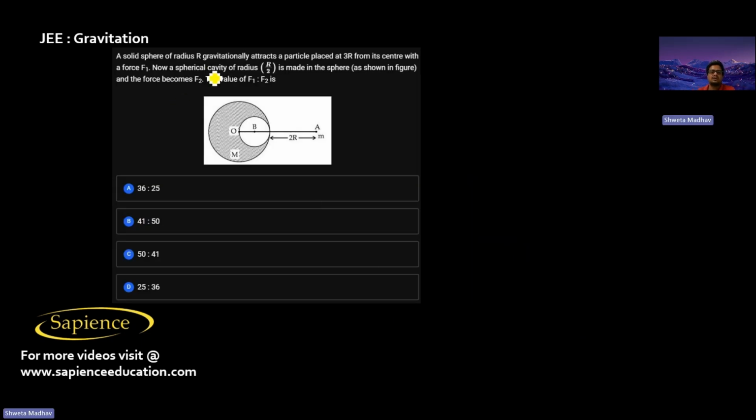And here it is told a solid sphere of radius r gravitationally attracts a particle at 3r from its center with a force F1. Now, a spherical cavity of radius r by 2 is made in the sphere, and the force becomes F2. The value of F1 to F2 is... now F1 is the force with which it attracts towards it. So that will be G M m.